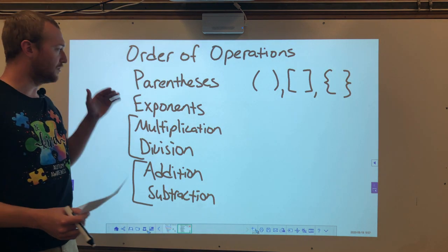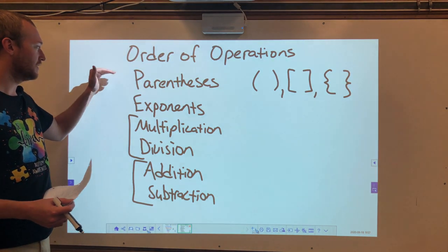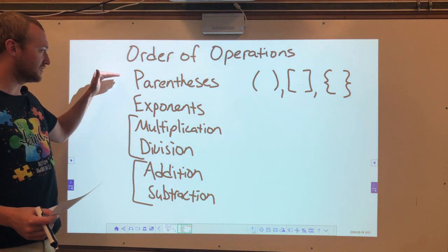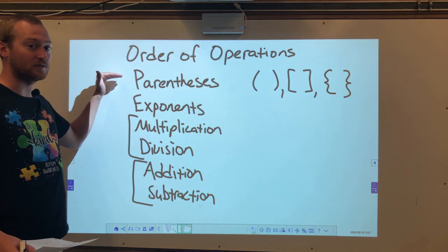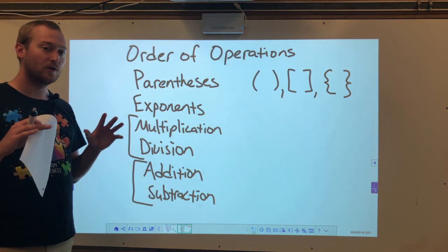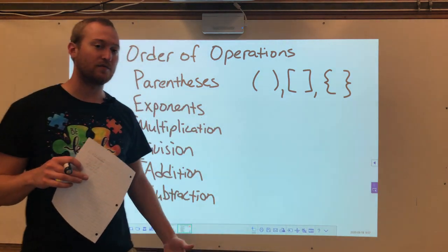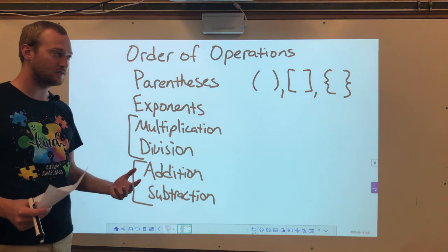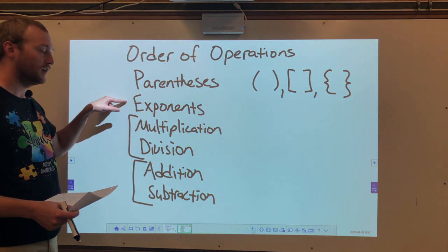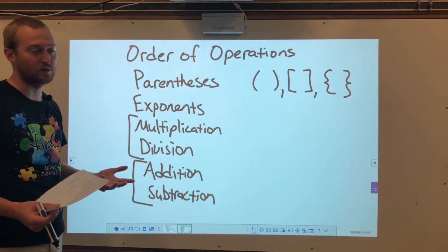If you think of this like a tier list or just levels, starting from the top, this is the highest tier. This is what you always need to follow first: parentheses. You always need to do what's inside parentheses, brackets, or curly brackets first. Once you take care of what's inside the parentheses, you then take care of exponents. This always comes second, if there are exponents.